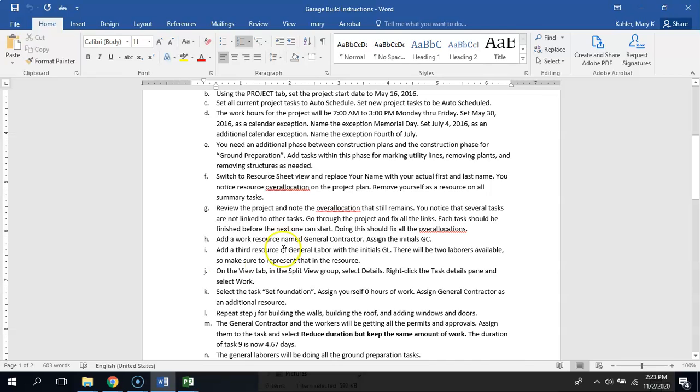So you're hiring somebody, and then you're going to do a third resource of General Labor. And this is going to be 2 laborers that are available. So make sure to represent that in the resource. So this is quite a bit. So I would like you to go up to step I, and I'll put that in the instructions. And then we'll maybe walk through it next week and go through the rest of it and practice the additional skills in there.